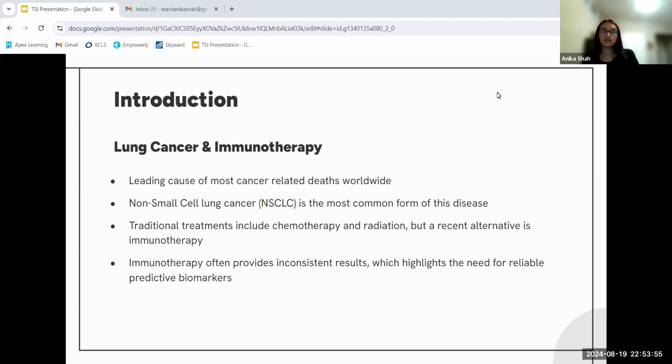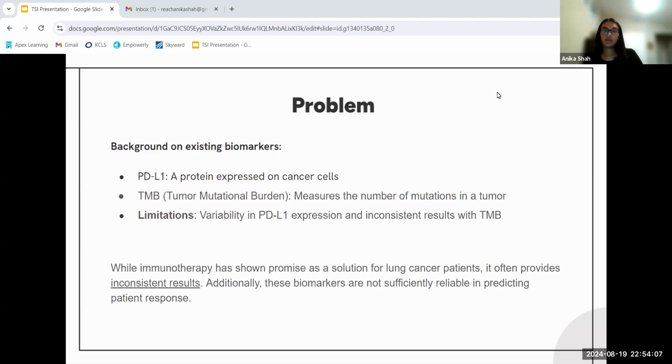Despite its potential, there's a lot of variability in how patients respond to these therapies. So this inconsistency highlights the need for more effective predictive biomarkers that can better guide treatment decisions. Currently, biomarkers such as PD-L1 and tumor mutation burden are used to predict patient responses to immunotherapy.